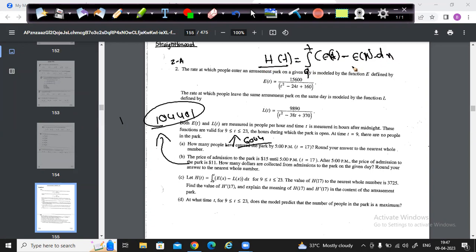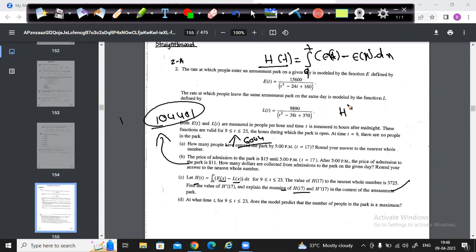So what does H of t give? H of t gives the number of people at any particular time. H of 17 means at 5 p.m., the number of people in the park is 3725. What is the meaning of H of 17? The integral means you are integrating the rate, so it gives you the number of people at that particular time. So 3725 is the number of people at that time.